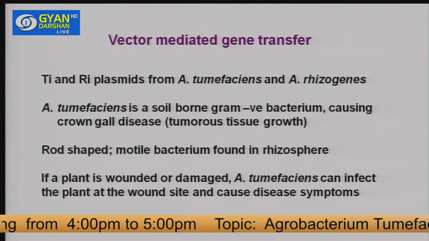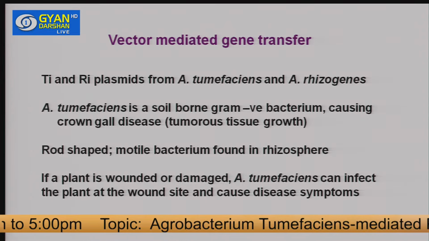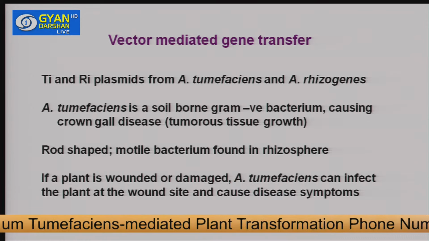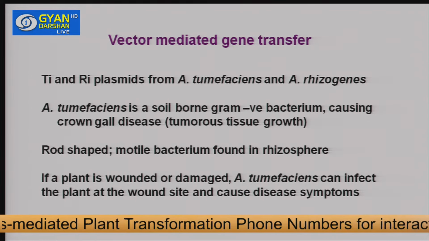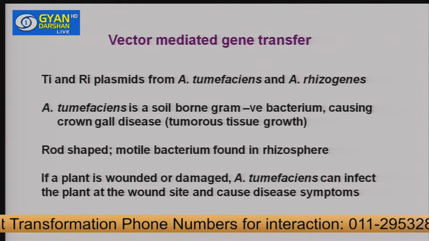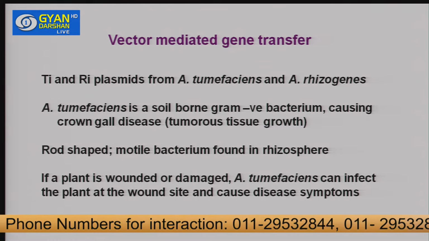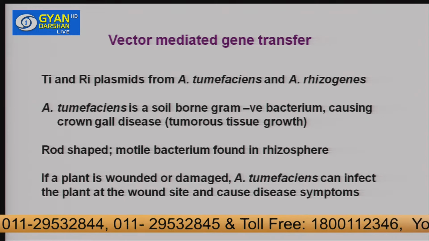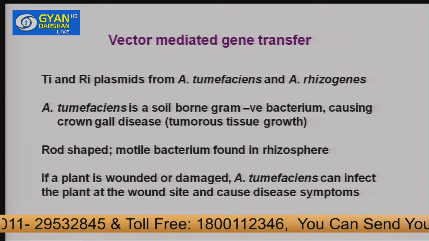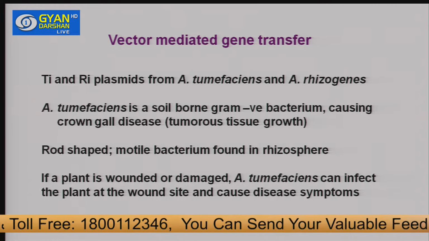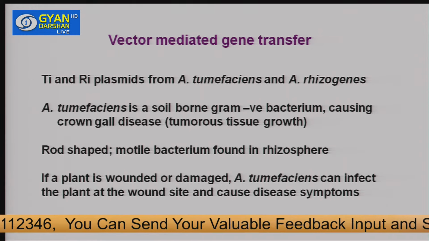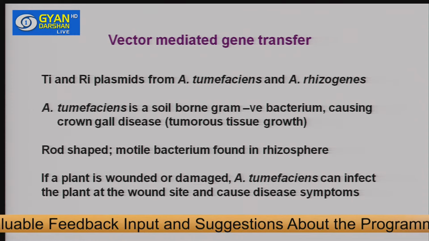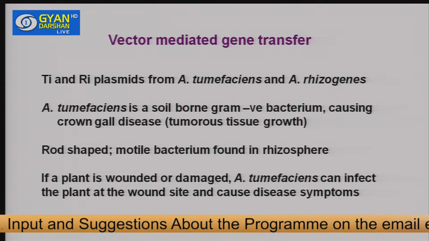Now, vector-mediated gene transfer. So what does it mean? That means when you generate a transgenic plant, it can be done in two ways. Either you can undergo vector-mediated DNA delivery, or it can be direct gene transfer. Direct gene transfer means when there is no involvement of the vector. That means it can be done through particle bombardment, gene gun. It can be done through electroporation. There are several other techniques. But when you are talking of Agrobacterium-mediated transformation, you have to understand that it is a vector-mediated gene delivery system or vector-mediated DNA transfer.